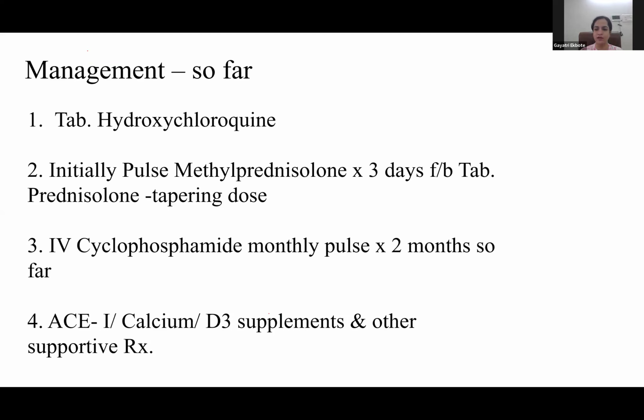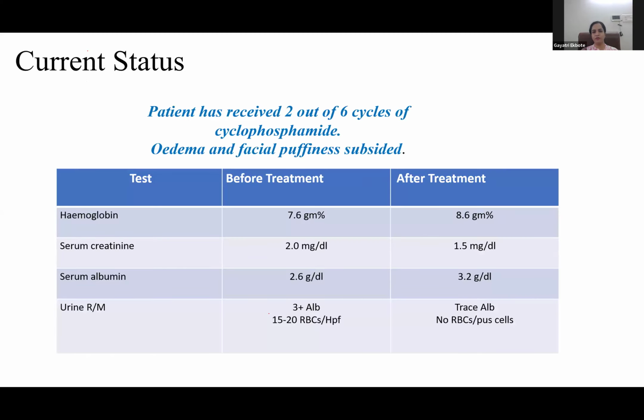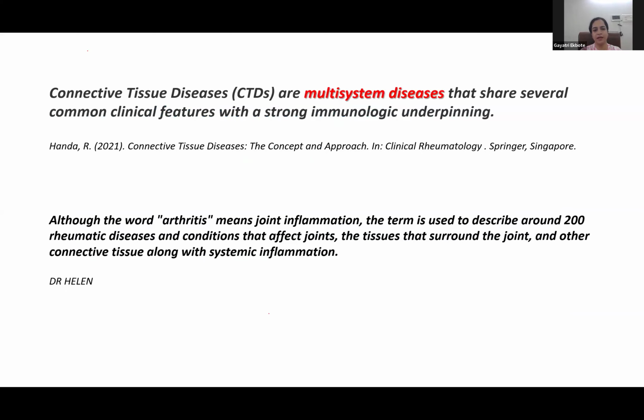Then ACE inhibitors were started once his renal functions and potassium started improving and became normal. And obviously he was started on calcium D3 because he is going to need steroids for really long, and then other supportive treatment. So he has received so far 2 cycles of cyclophosphamide. He's doing much better symptomatically. His hemoglobin has improved, creatinine is improving, albumin is improving, and his urine routine is showing a good improvement. So this is a case scenario, and this is a real life case, obviously.